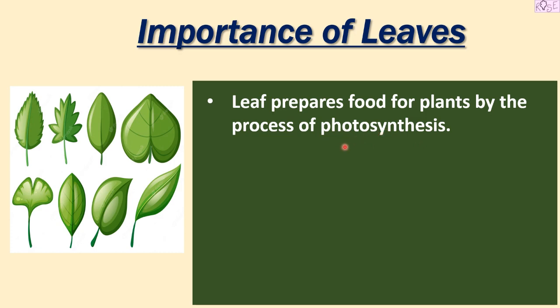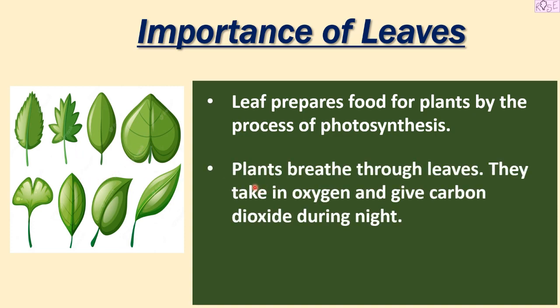So that is the major importance of the leaves. Next importance is plants breathe through leaves. Yes, we have already talked about the process of photosynthesis, in which the leaves take in carbon dioxide and give us oxygen, right? And that is when the leaf prepares food in the presence of sunlight. But what happens when there is no sunlight? That means at night they breathe through leaves, they take in oxygen and give carbon dioxide during night.